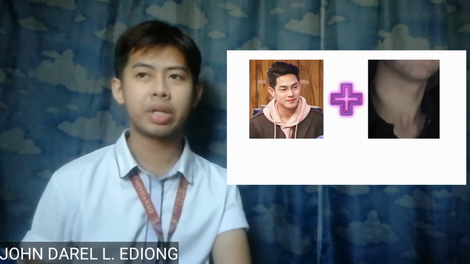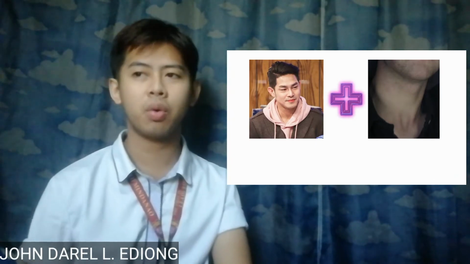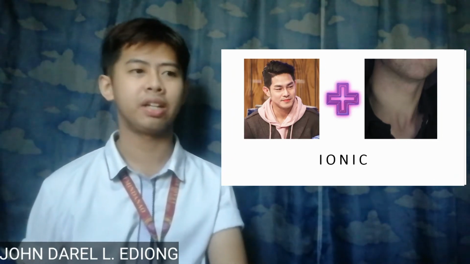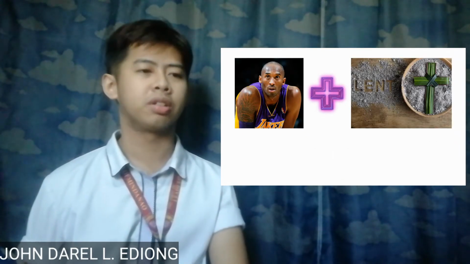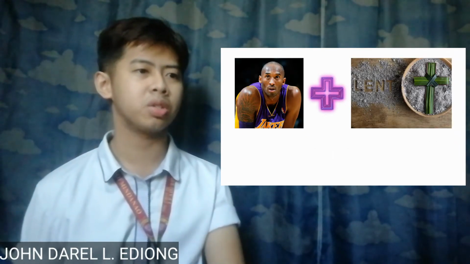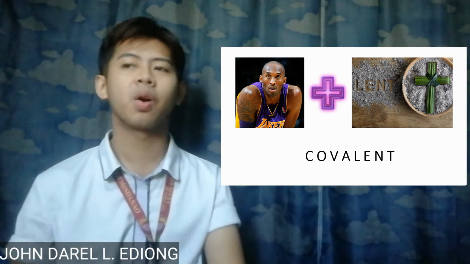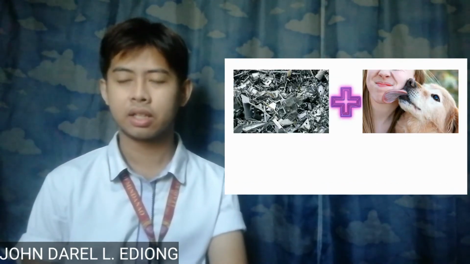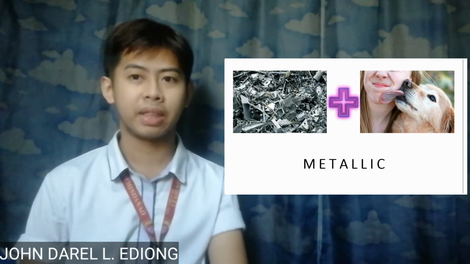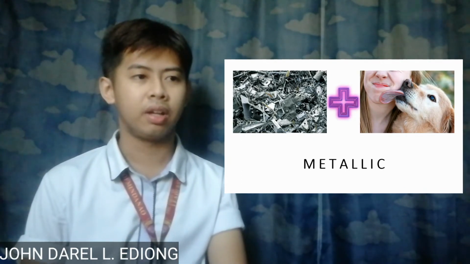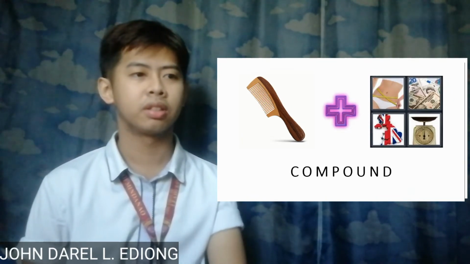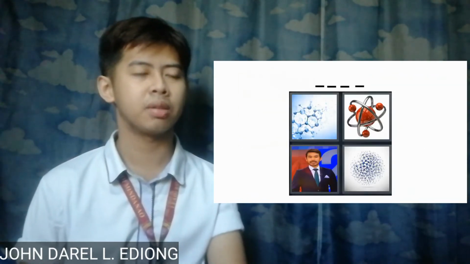Okay, group 1. What is the word that you have decoded? It is ionic. Okay, very good. Group 2. What is the word that you decoded? It is covalent. And group 3. It is metallic. Group 4. Compound. And group 5. What is the word? It is atom. Very good.